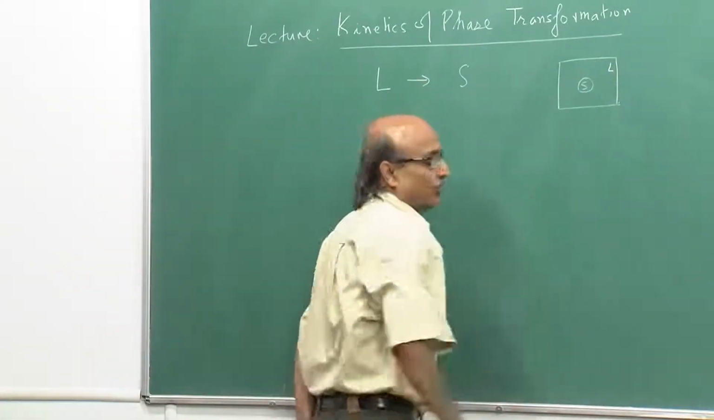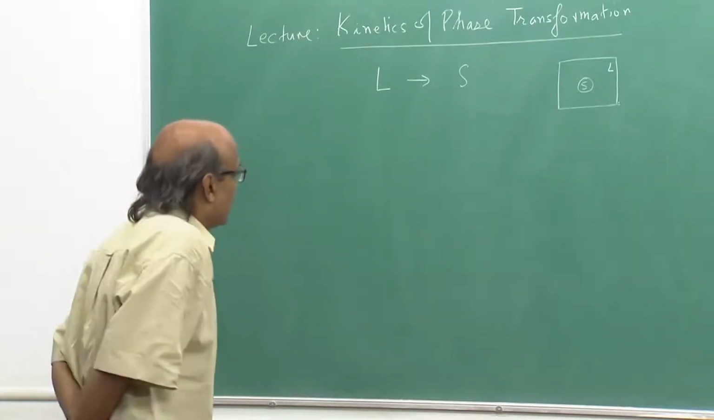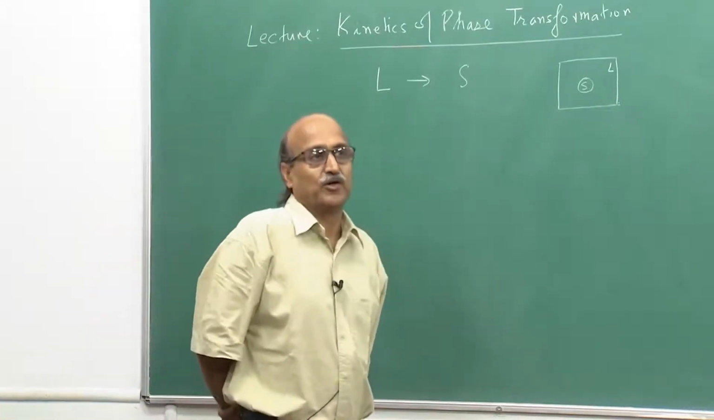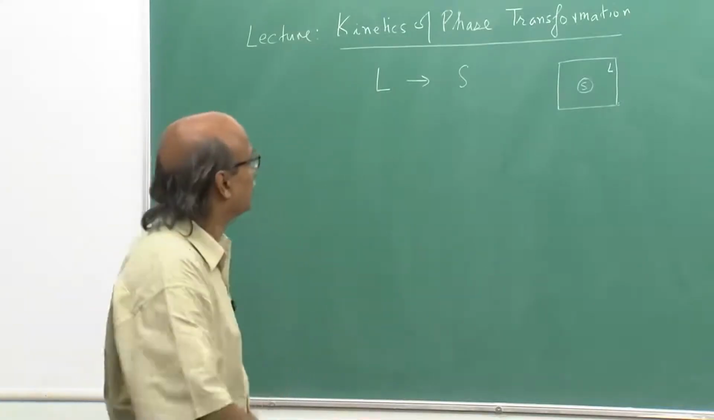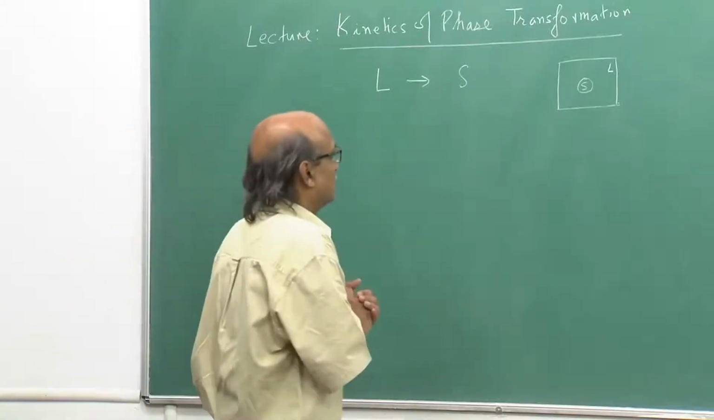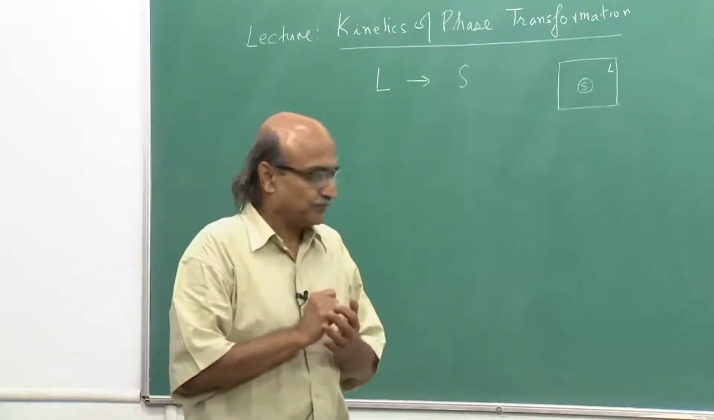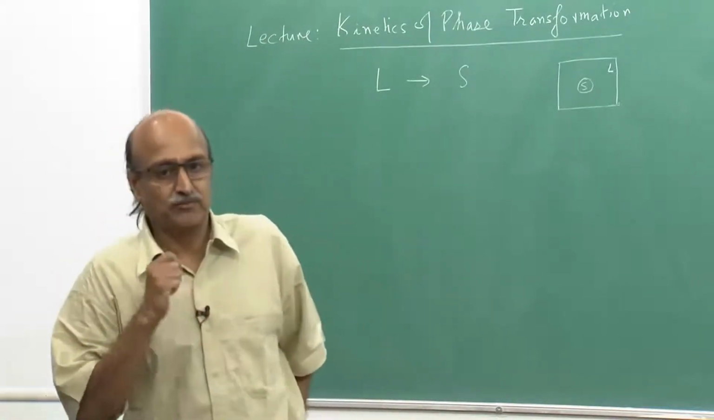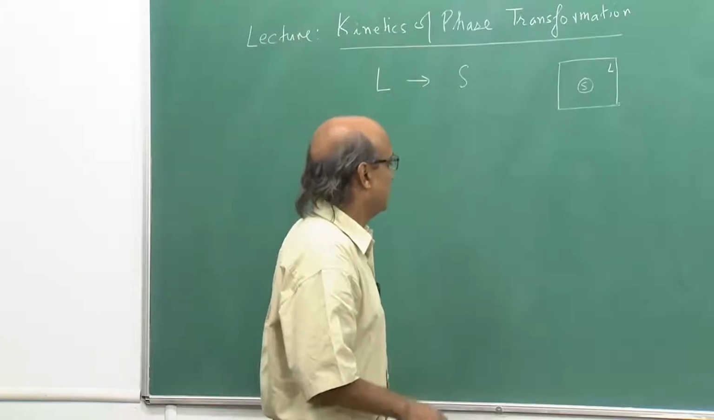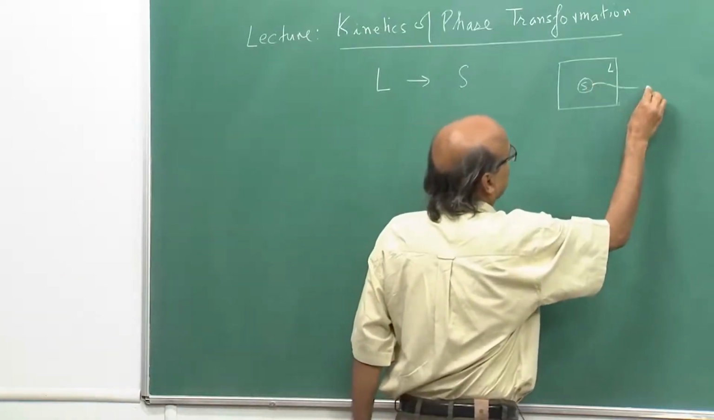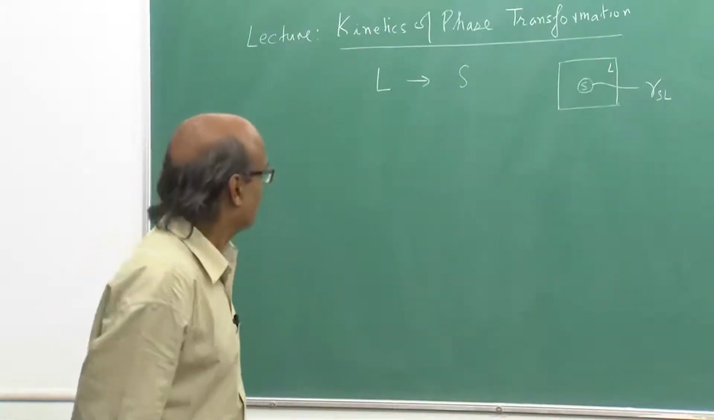Now, in the formation of this nuclei, as Professor Mandal was talking about in the earlier lectures, there is a critical size of nuclei that needs to form for it to become stable. The two factors that govern this are the change in the volumetric free energy of the nucleus and the surface energy of the solid liquid interface that is created, gamma SL.